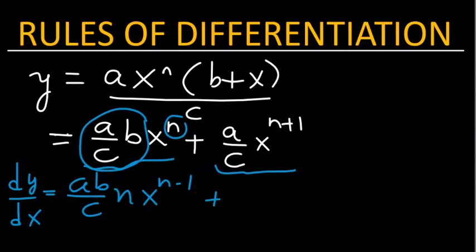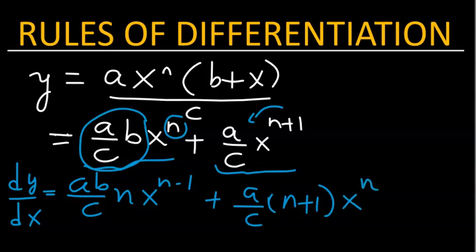Now on to the second function. A over c is a constant, so you can write just that, and n plus 1 goes in front, so n plus 1 bracket, and the power of x is reduced by 1 to quite simply n. And that's pretty much the result.